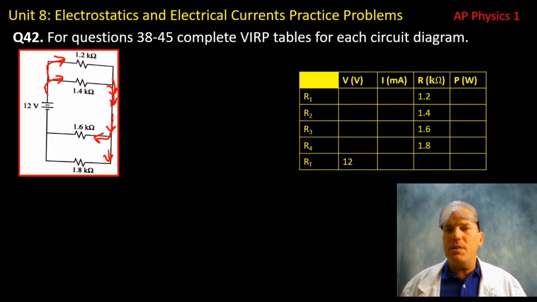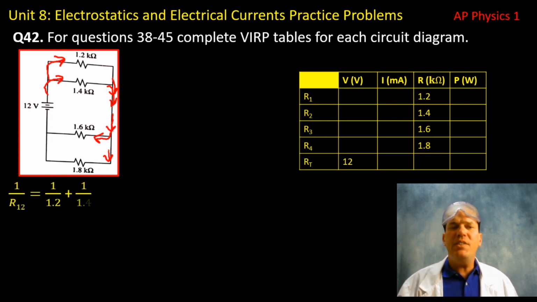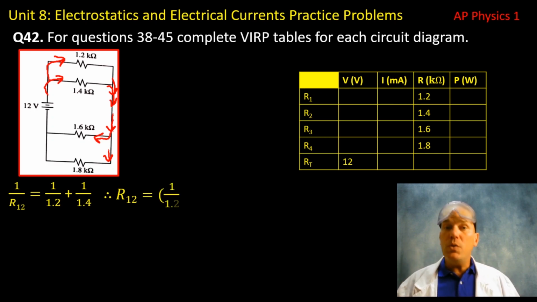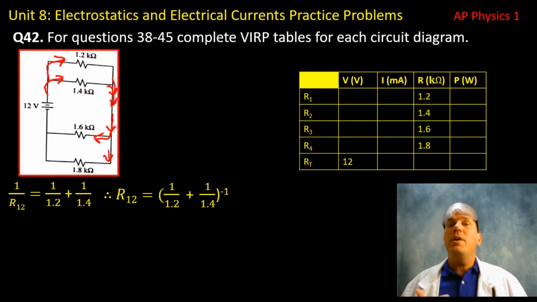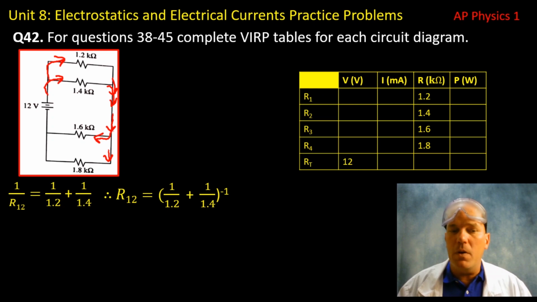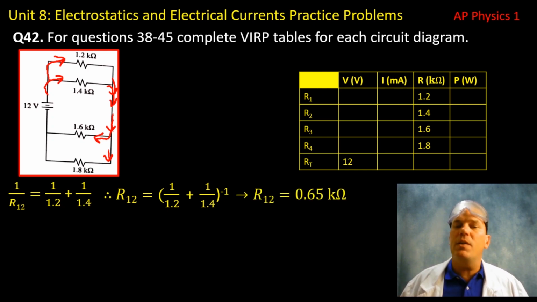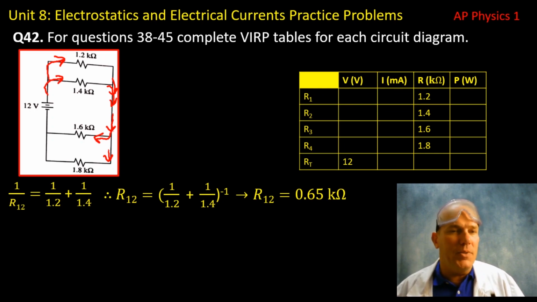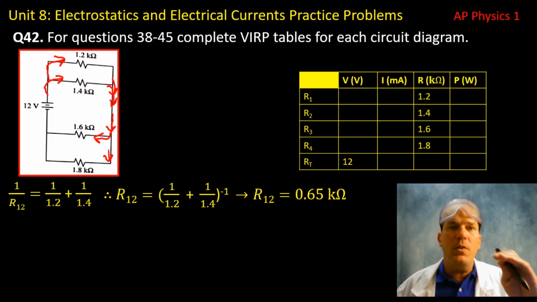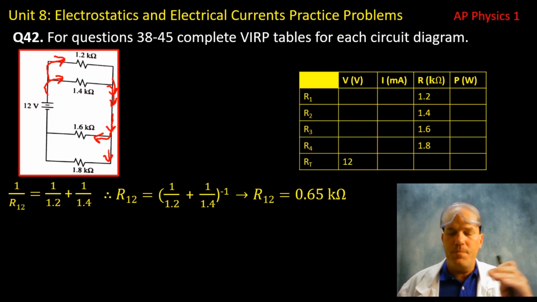We know the resistances, we're given those in kiloohms. We also know the total potential difference is 12 volts. We need to find the equivalent resistance across 1 and 2 first. So across 1 and 2, we get 1 divided by 1.2 plus 1 divided by 1.4. The inverse of that gives an equivalent resistance of 0.65 kiloohms. Again, that's only for those top 2 resistors.